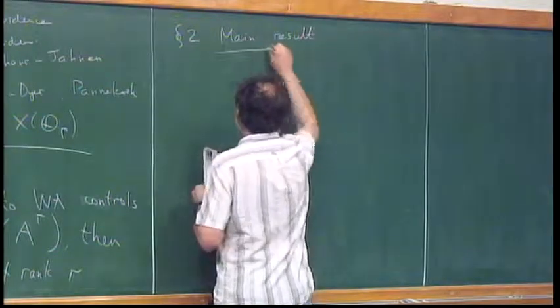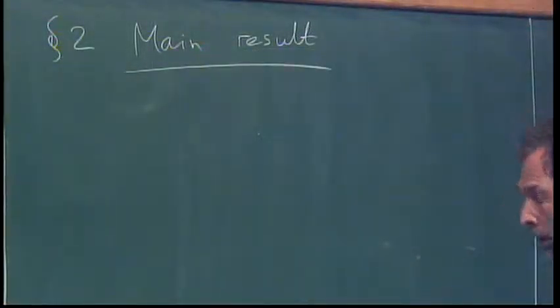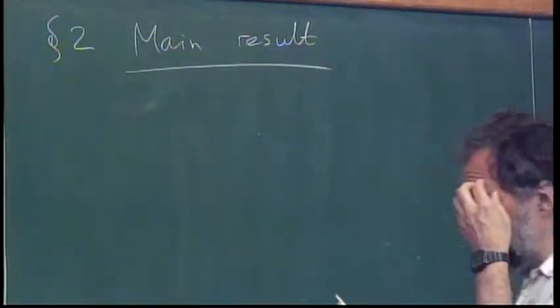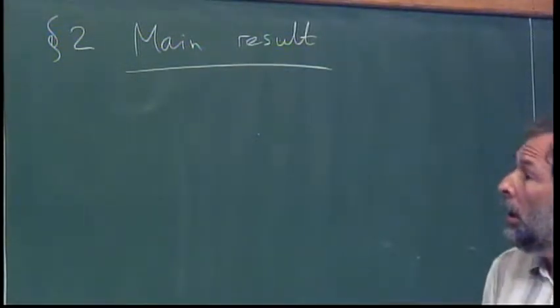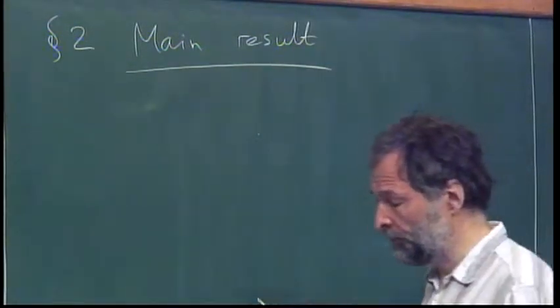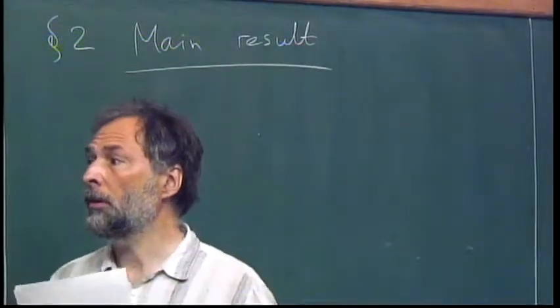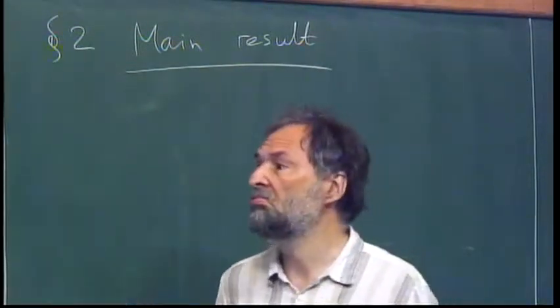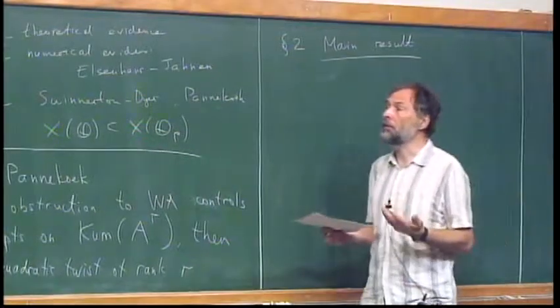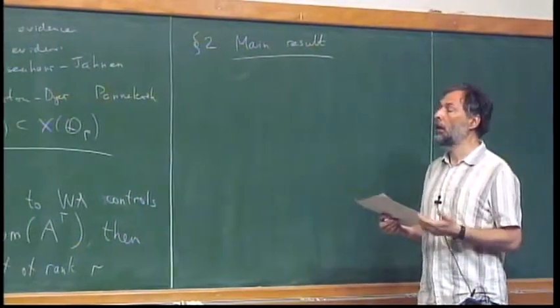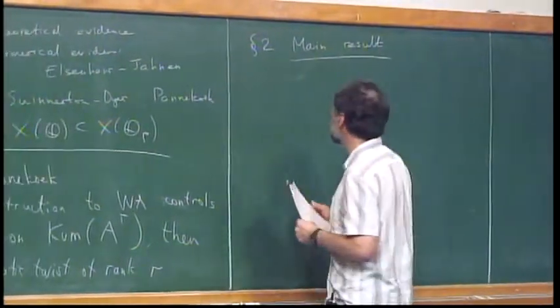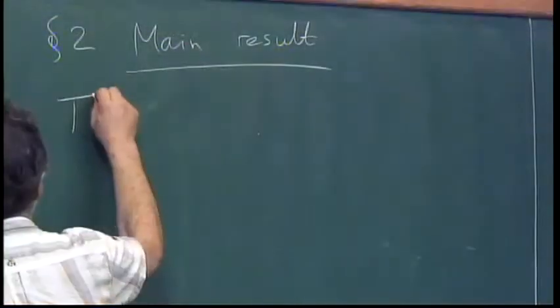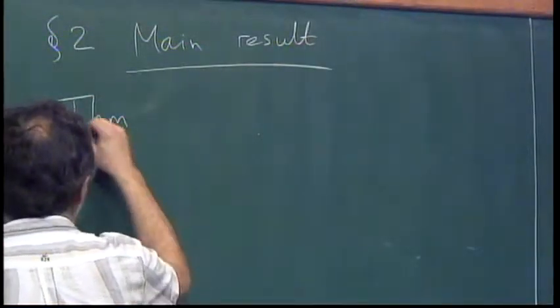Well, that's the end of the introduction. So let me state 2 theorems, which will look slightly different, but each of these theorems is a result about a certain class of Kummer surfaces. So here's theorem A.